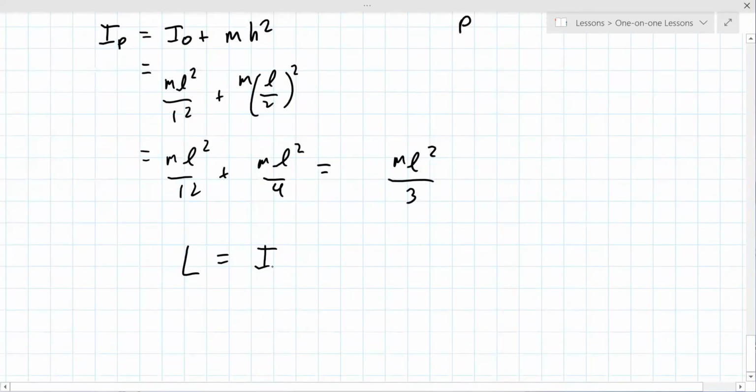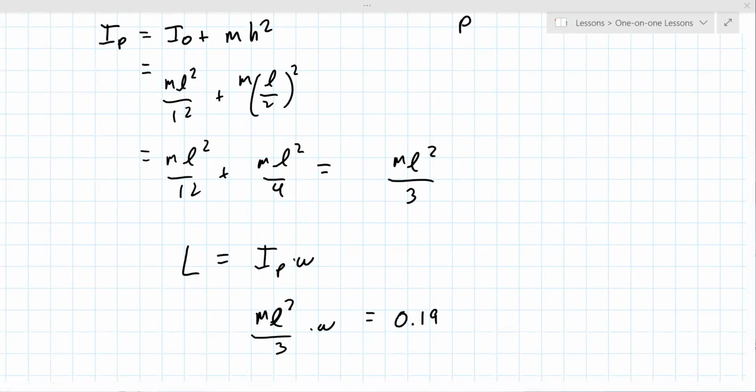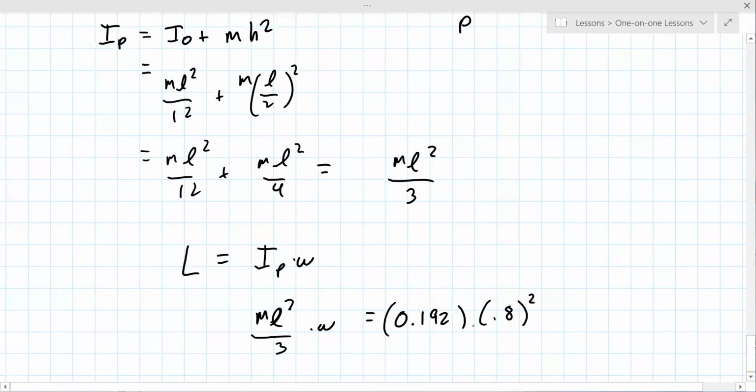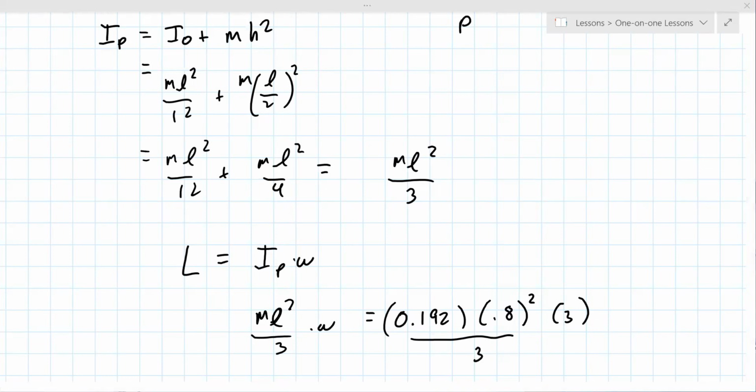Then your L, which is what you're trying to find, is I_P times W, so ml squared over 3 times W. So it's your mass again, 0.192. Is that what we got? Okay, so 0.192, and L is 0.8 squared over 3 times 3. All right, so I get about 0.123 for this.